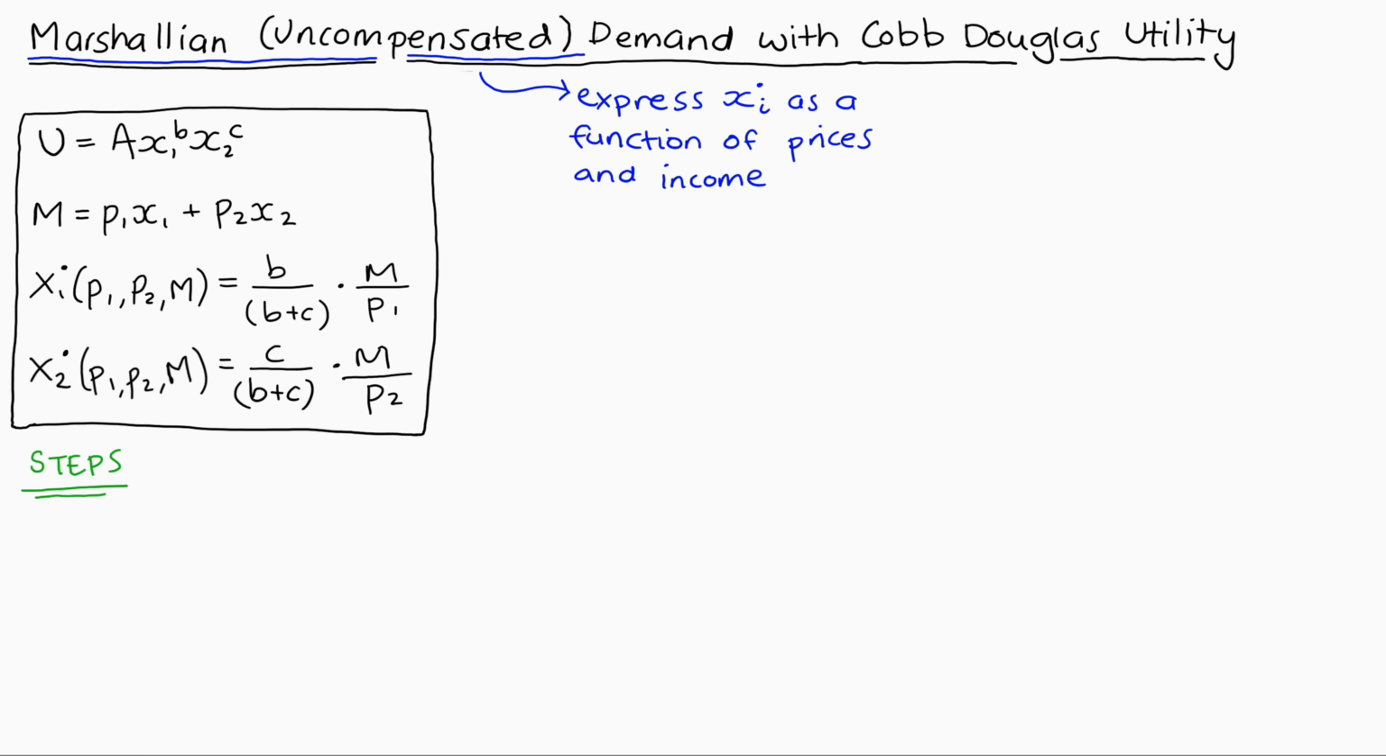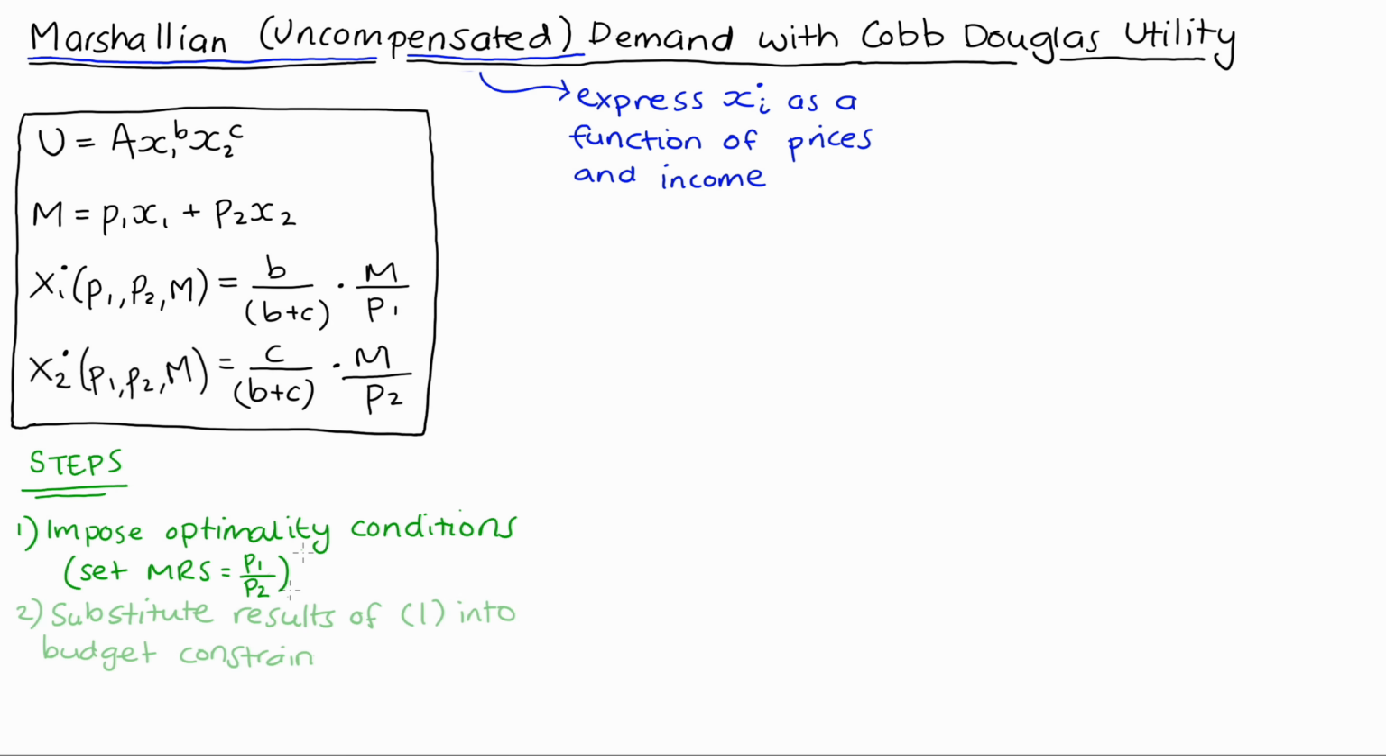The steps to finding Marshallian demand are to firstly impose our optimality conditions, which in the case of Cobb Douglas is just to set the marginal rate of substitution equal to the ratio of prices. We can then substitute the result of that condition into our budget constraint, and then solve for x1 star and x2 star. That's our optimal levels of consumption. All right, so let's start with step 1.